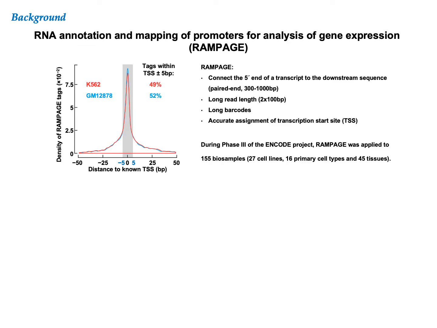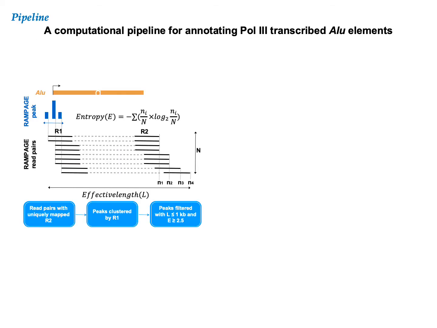RAMPAGE is a paired-end sequencing technique that connects the 5' end of transcripts to regions that are 300 to 1,000 base pairs downstream. RAMPAGE reads are highly concentrated at the transcription start sites, abbreviated as TSSs from now on. We built a computational pipeline to identify individual Alu elements using RAMPAGE data. We were faced with 2 main challenges.